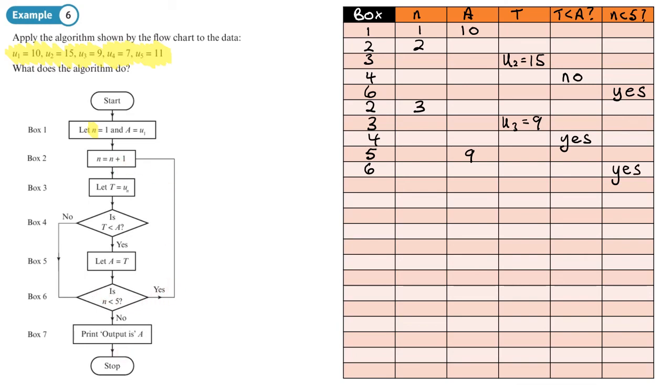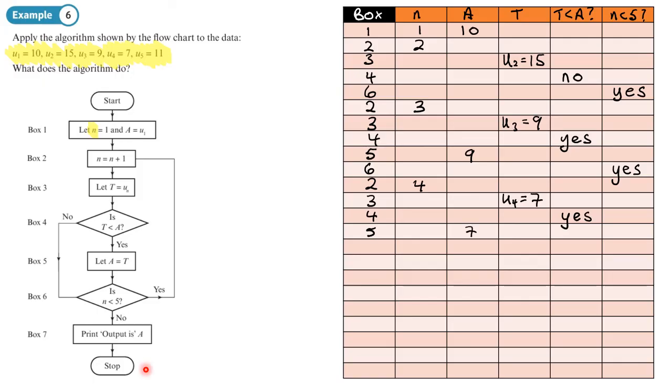So we go back and now, in box 2, increase n by 1, so it's now 4. Box 3, let T equal Un, so it's going to be U4, so it's 7. Now box number 4, decision to be made. Is T less than A? And the answer to that is yes. So we can go straight down to box 5. Box 5, let A equal T, so A now is going to be 7.